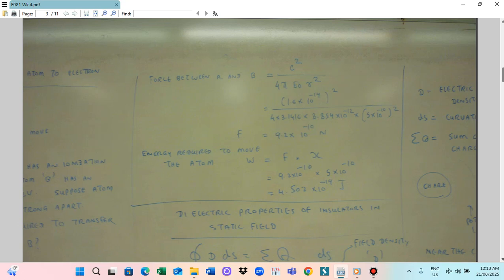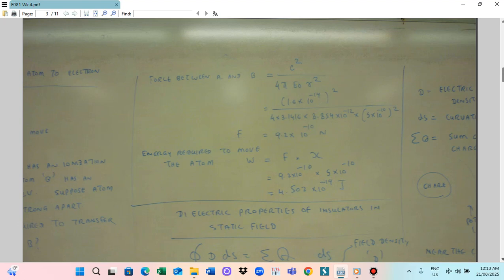This force is occurring between atom A and atom B. After that, this force is moving the electron. To move the electron from one place to another, the distance traveled needs to be 5 Angstrom. The 5 Angstrom multiplied by the force gives the energy required to move the atom.